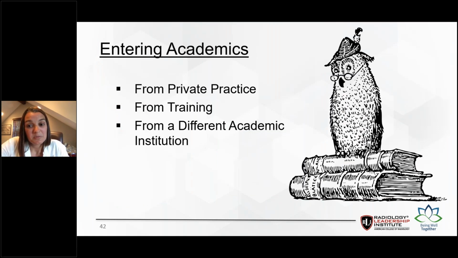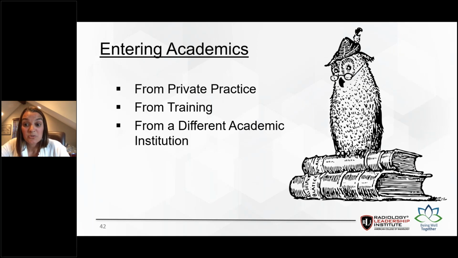So I think these principles are really applicable in many ways to transitions in academic medicine. Preparing yourself, creating opportunities, recognizing what makes you distinct, and really being willing to test yourself. So when you're entering academics, whether it be directly from training or through private practice or a different academic institution, there are a lot of challenges you face.